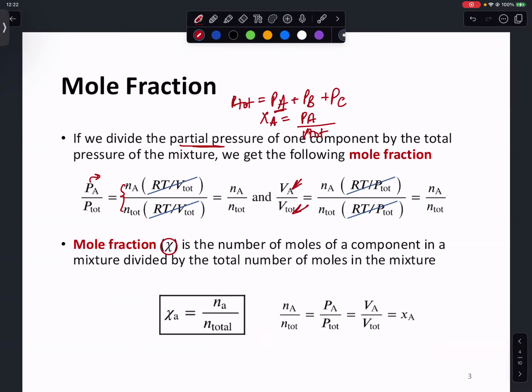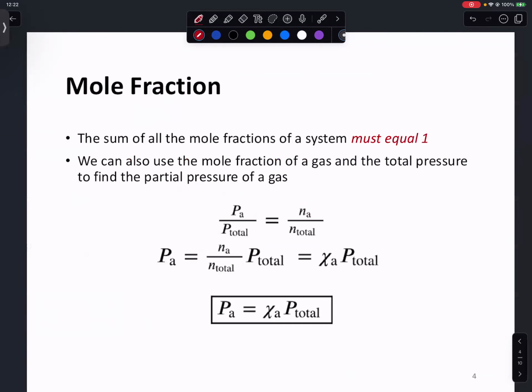Sorry, I forgot the name of this sign, but I can mention it back at the end of the video. It is the number of moles of a component divided by the total number of moles of the component. And in this sense, it can be using the moles, the actual moles, or partial pressures, since I told you partial pressures are directly proportional to concentration, or it can be the volume. So really, whatever you're given in the question is what you're going to use.